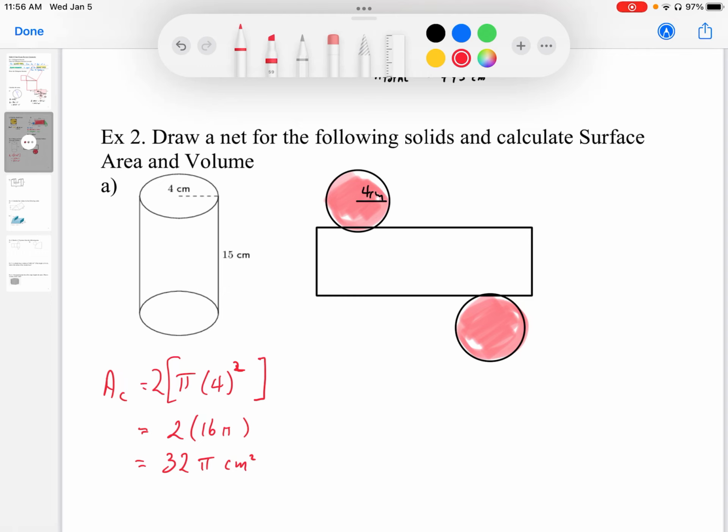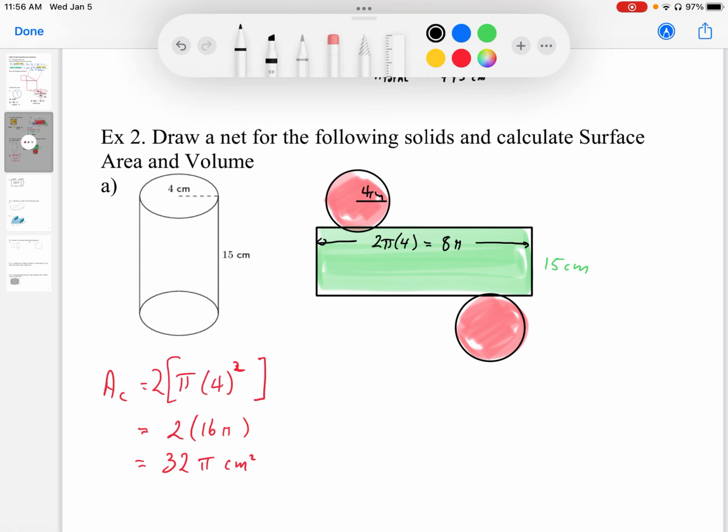Then we need to find out the area of this rectangle. Now, the area of the rectangle is going to be based on the width and the height of that rectangle. Well, we know the height here is going to be 15. It's going to be 15 centimeters high. The width of this is going to be based on the circumference of the circle. So it's going to be 2 times pi times 4, which is equal to 8 pi. Okay, so that's going to give us that distance all the way across there.